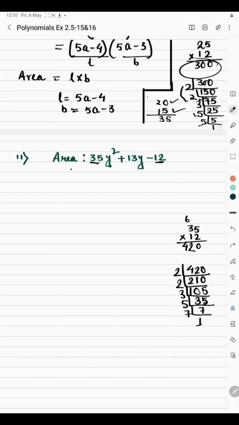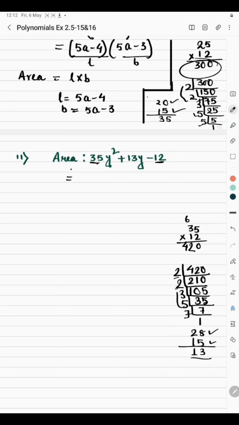Okay, so if you take 2 2s are 4, 4 3s are 12 and 35, then if you subtract this, 5 minus 2 is 3 and 3 minus 1 is 2, so we are getting 23, but we have to make 13. So if we take 2 2s are 4, 4 7s are 28 and 3 5s are 15, then if you subtract this, 8 minus 5 is 3, 2 minus 1 is 1. So we are getting 13. So we'll take the numbers 28 and 15.